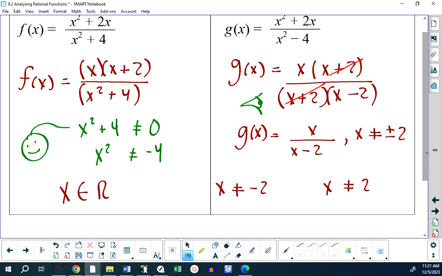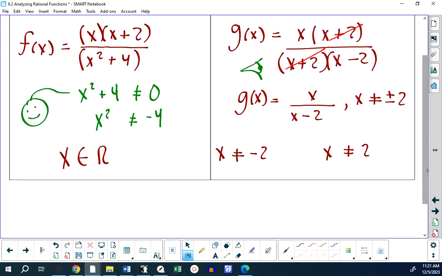Now, what does that mean? It means that the surviving factor is going to produce a vertical asymptote. So we're going to have a vertical asymptote at x equals 2. This is the vertical asymptote. We are going to have a hole or a point of discontinuity at negative 2 comma something. At negative 2 comma what?